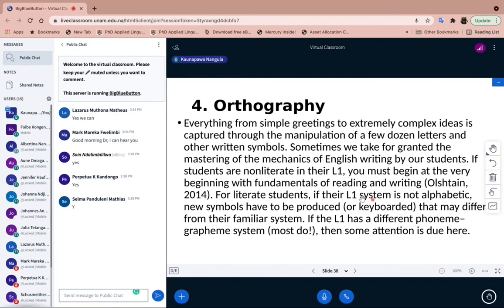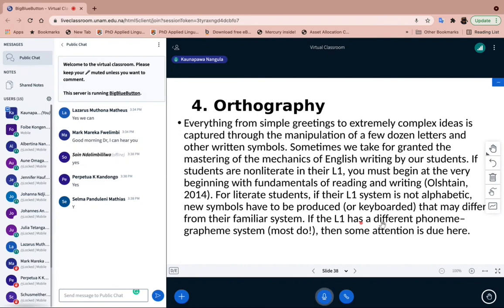if their L1 system is not alphabetic, that's not for us. This is just for people who are from an Arabic background or, let's say, Chinese and Japanese. They don't use alphabets. They use different systems, characters for the most part. So when you teach them, you have to consider that so that they become very familiar with the alphabet. But that's not our situation.